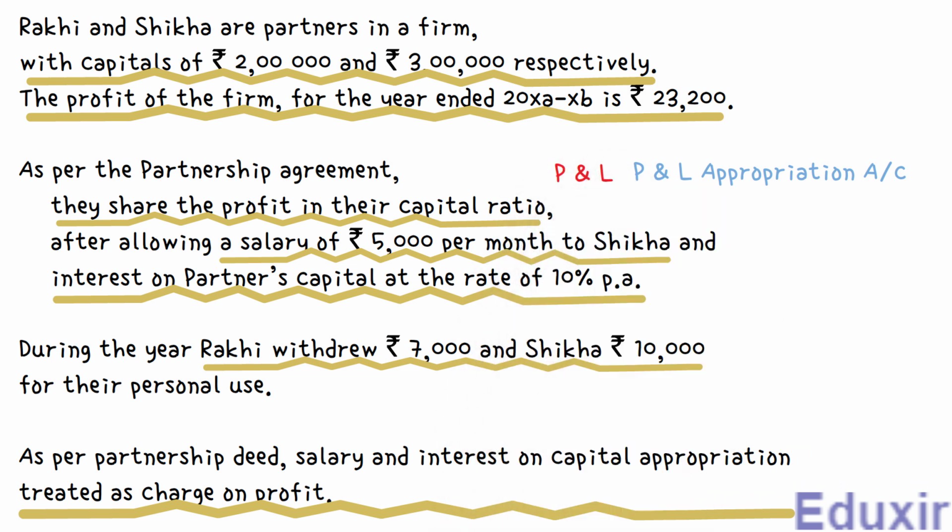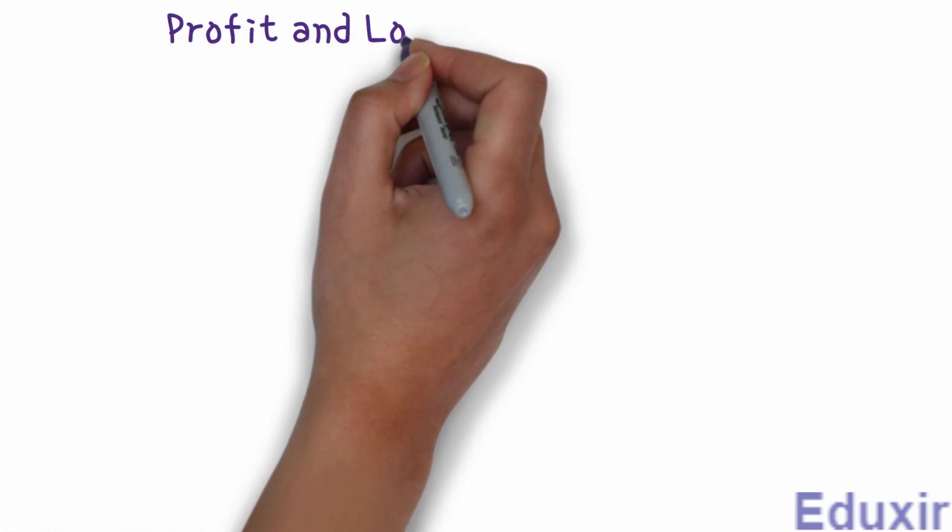loss account. Now, the preparation of the profit and loss account is not in the scope of this problem. So, let's leave out the profit and loss account related debit entry and let's directly post the profit and loss appropriation account related credit entry into the profit and loss appropriation account. But first, let's prepare the format for the profit and loss appropriation account as it is not yet prepared. Let's first write the title as profit and loss appropriation account.